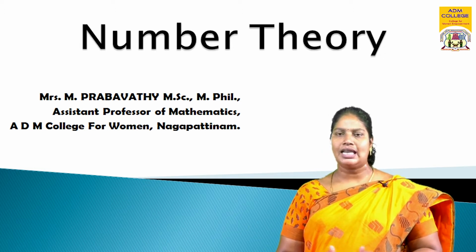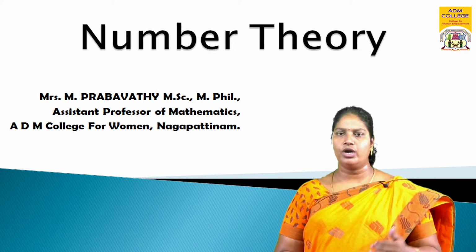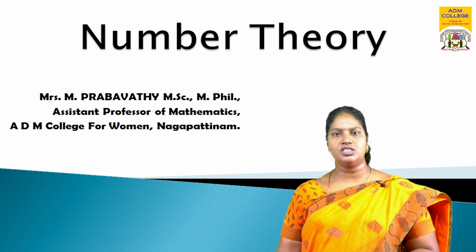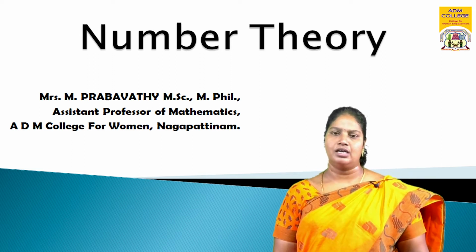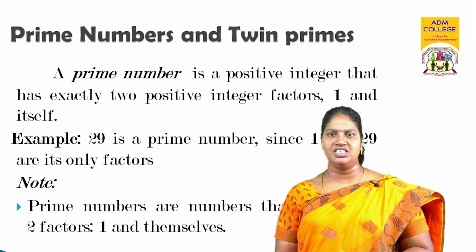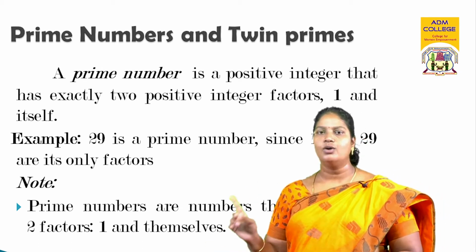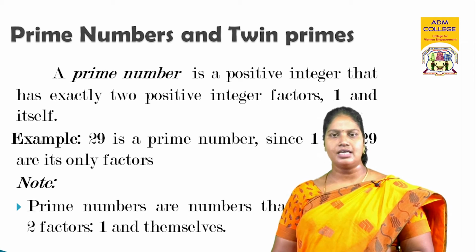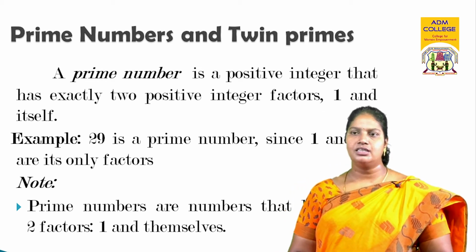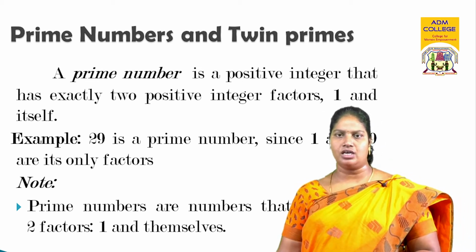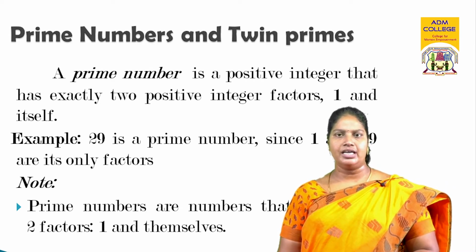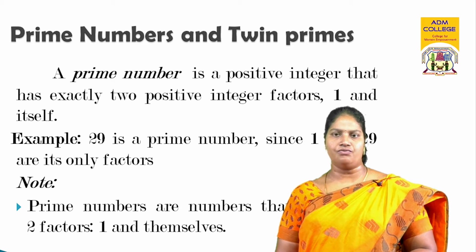Positive integers are classified into two sets. One is prime numbers and another one is composite numbers. First, we will see the definition of prime numbers. A prime number is a positive integer that has only two positive integer factors, 1 and itself. Example, 29, 13, 31, etc. They are prime numbers because the only factors of 29 and 31 are 1 and itself.